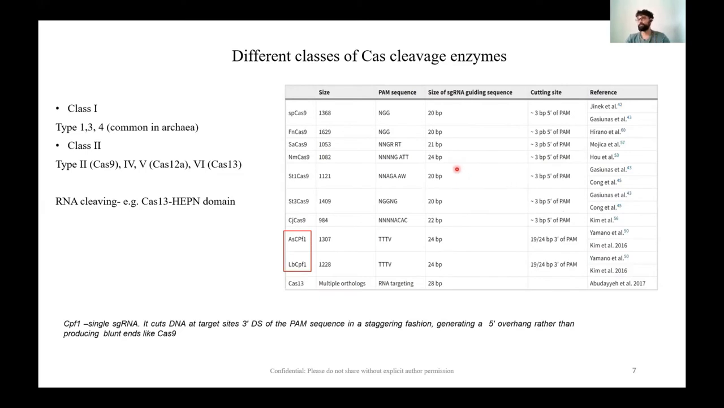Briefly, with different classes of Cas enzymes, so clustered regularly interspaced short palindromic repeats. It's divided into two classes, largely class 1 and class 2. Class 1 includes mostly archaeal and bacterial Cas enzymes that are involved in bacteriophage immune response. And class 2 are mostly DNA or RNA targeting enzymes that can be exploited, especially in mammalian cells.